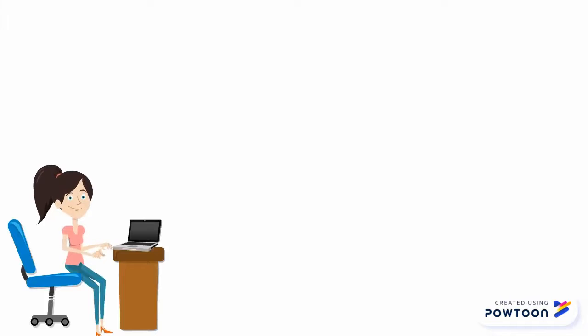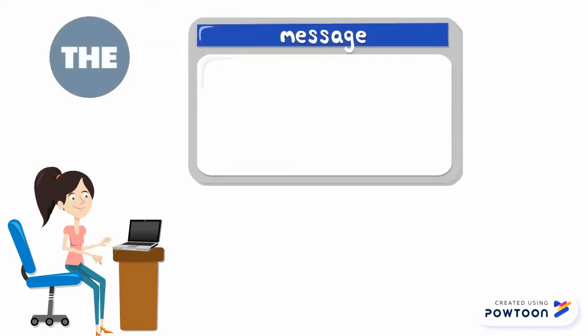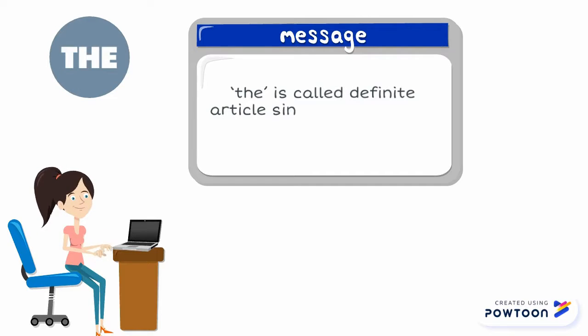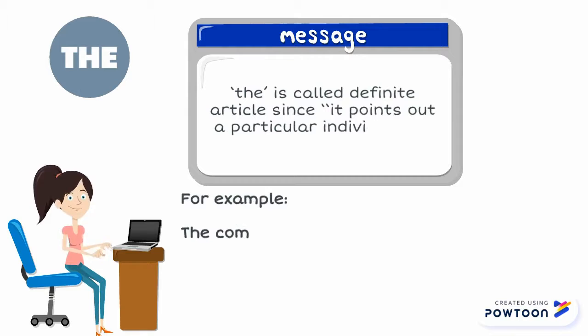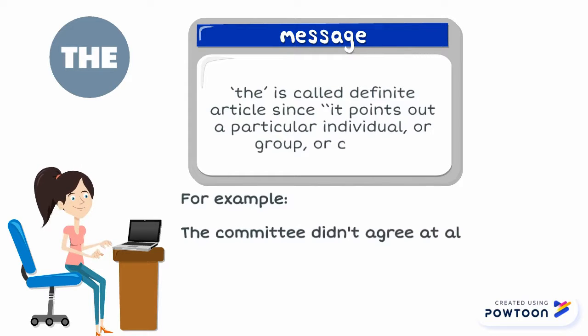They mention also that the article the is called definite article since it points out a particular individual or group or class. For example, the committee didn't agree at all, and the whale is in danger of becoming extinct.